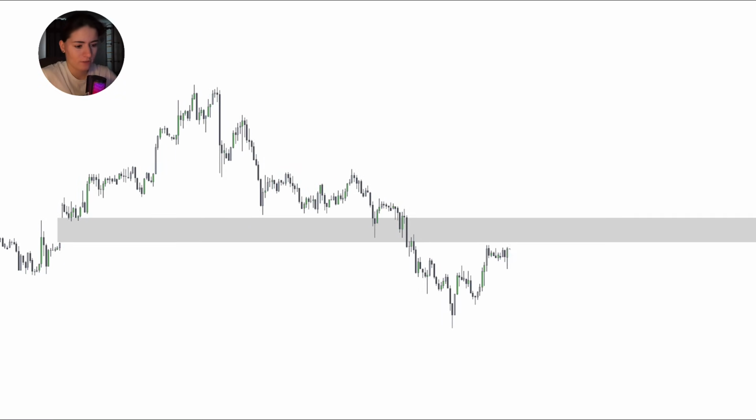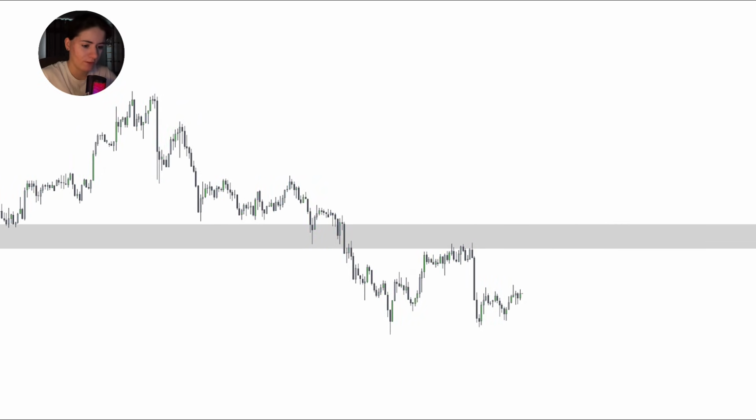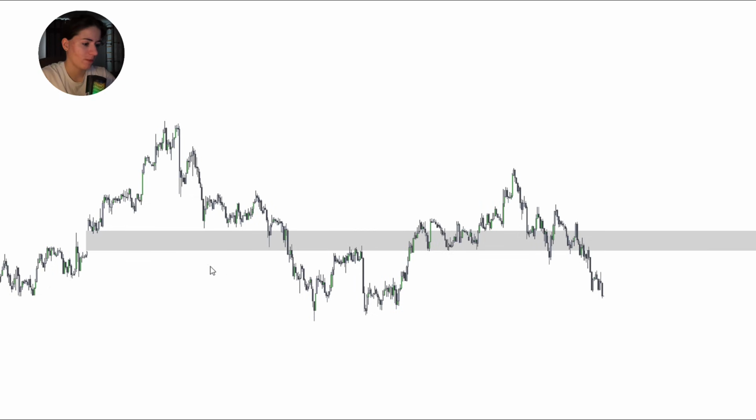Later, it retested this level again. The price was held at this area and failed to move higher. From this example, we can notice that the gap level acted as a key support and resistance zone several times.